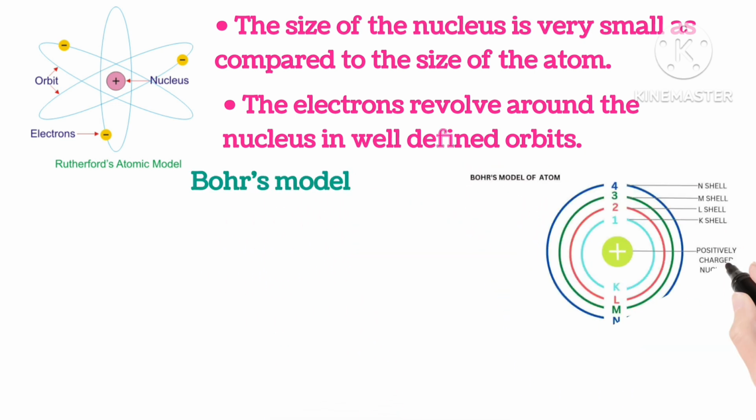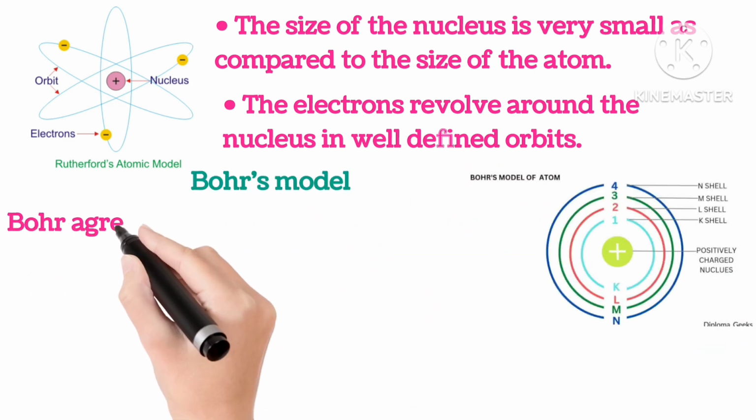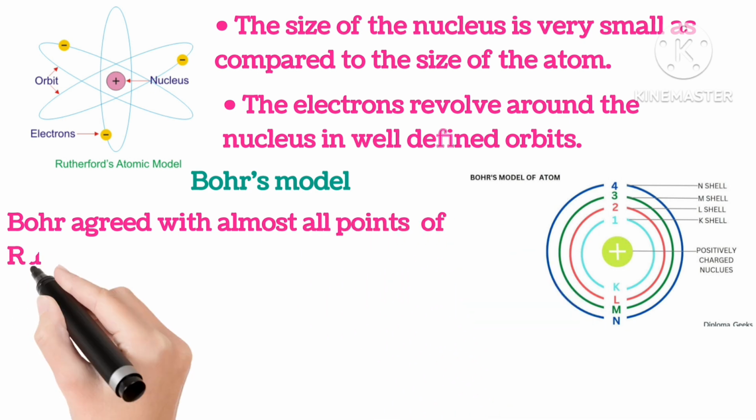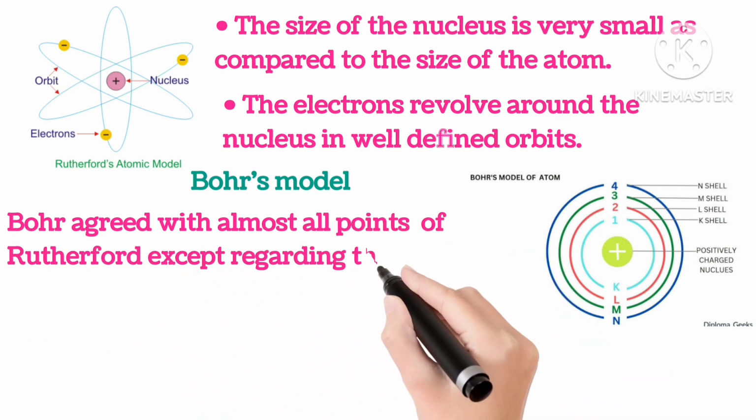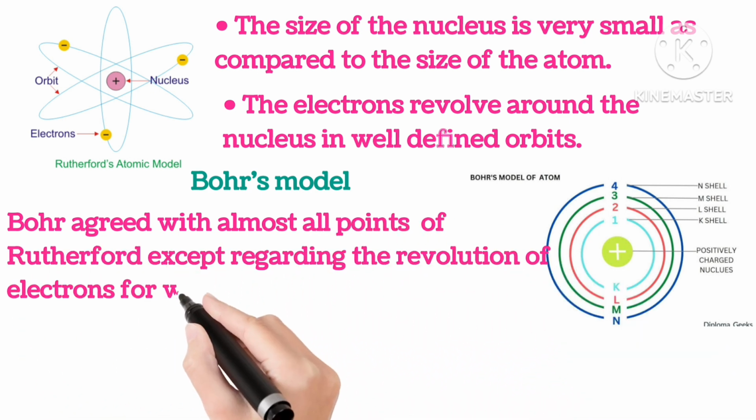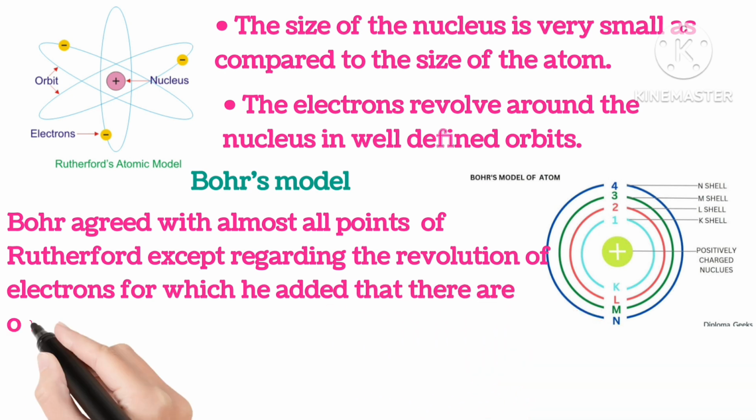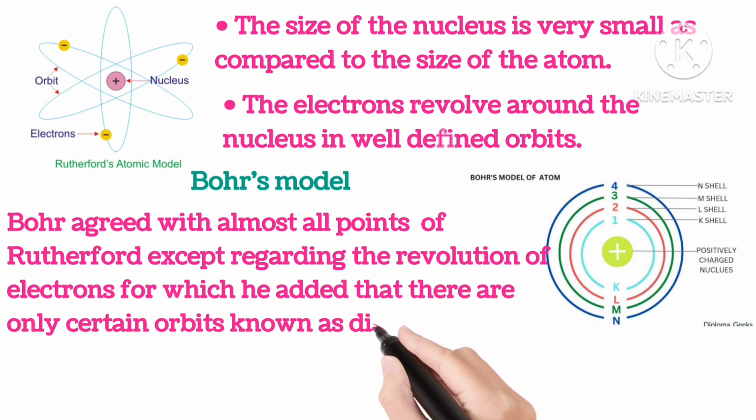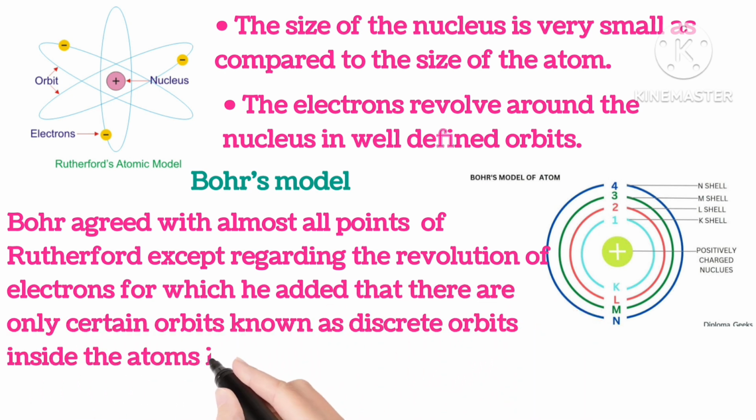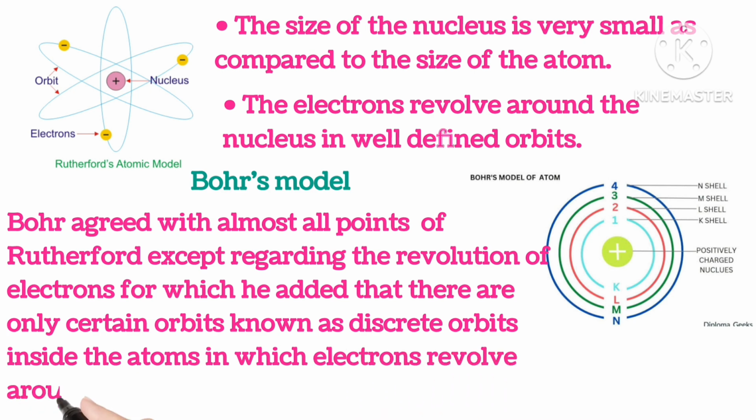Next is Bohr model. According to Bohr's model, Bohr agreed with almost all points of Rutherford except regarding the revolution of electrons, for which he added that there are only certain orbits known as discrete orbits inside the atom in which electrons revolved around the nucleus.